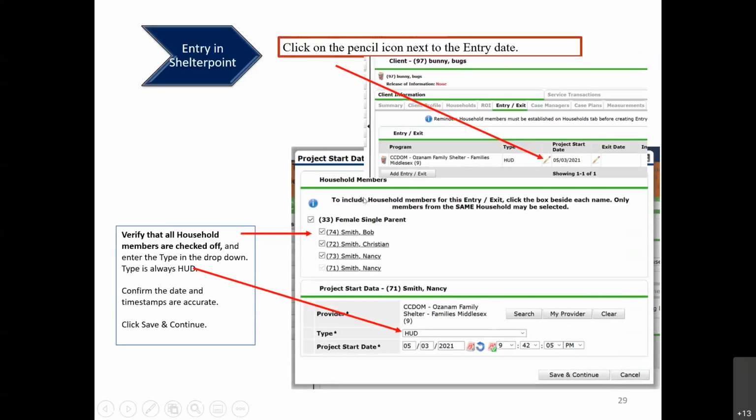All right, after you do that, you're going to get this list of household members. You want to make sure that all the household members are checked off, which they probably are, but just make sure. And if they're not, check them all off. And you want to make sure that the type is set to HUD, which it probably already is. And the timestamp should say 12 o'clock a.m. as opposed to what this image says. Okay, so you confirm all of that is accurate, and then you click Save and Continue at the bottom. All right. Again, it's really important. The most important thing of all of this is to make sure that all the family members are checked off.